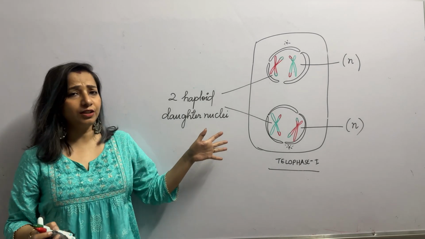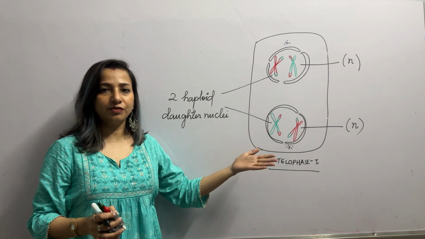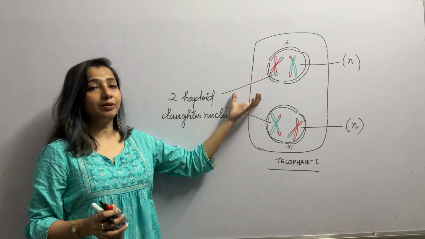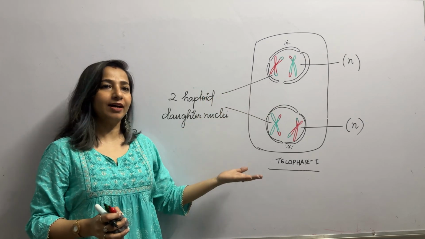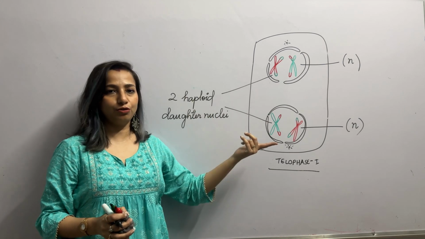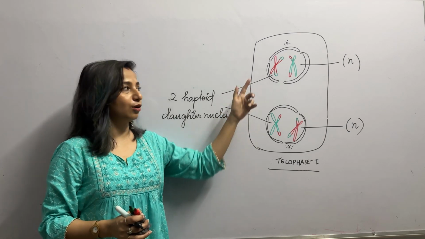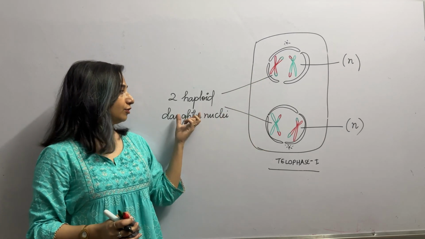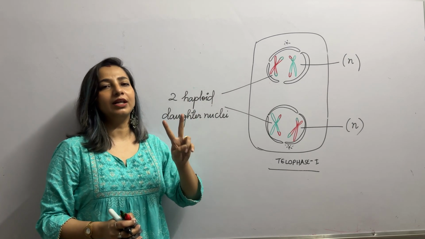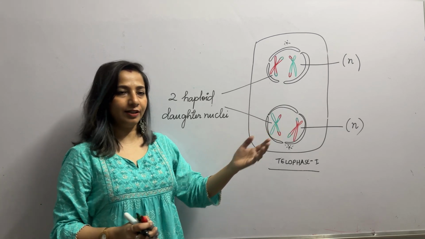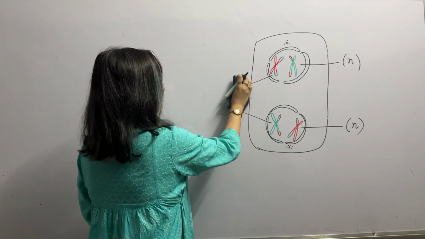Now, after this, there can be a small interphasic stage, and it can transit to the next phase, that is meiosis 2, or there can be cytokinesis to produce 2 daughter cells. After that, there can be interkinesis, and those 2 daughters will next move to meiosis 2. I will show you how, after cytokinesis, 2 haploid daughter cells are produced, and how they further enter the meiosis 2 phase. Clear?